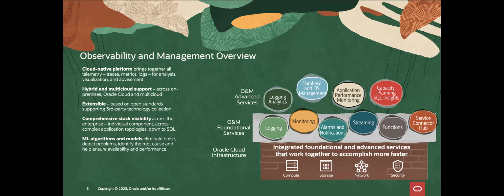And on top of that foundation, we have continued to add advanced services, which you can see on the top, such as logging analytics, database and OS management, APM, which is application performance management, and then OCI Operations Insights, which includes capacity planning, SQL Insights, and many other out-of-the-box applications and features. Today we'll be focusing on the rightmost on the top, which is capacity planning and SQL Insights, and many other features within the Operations Insights service.